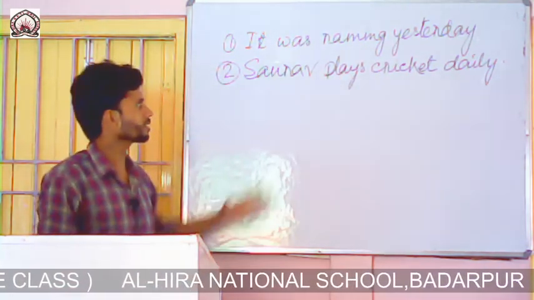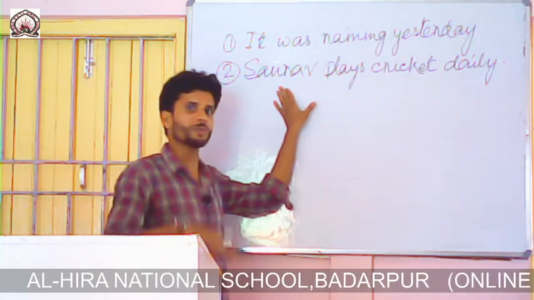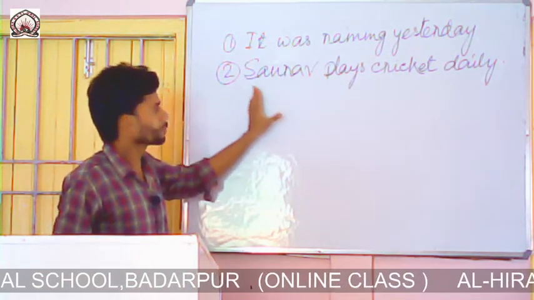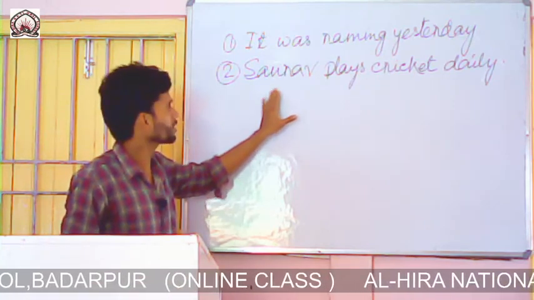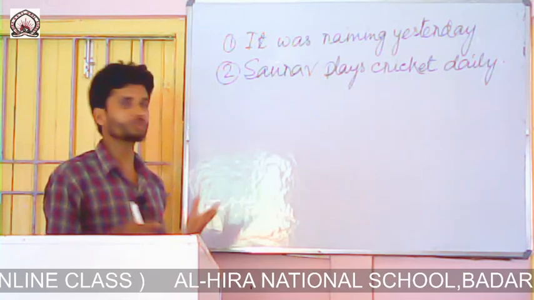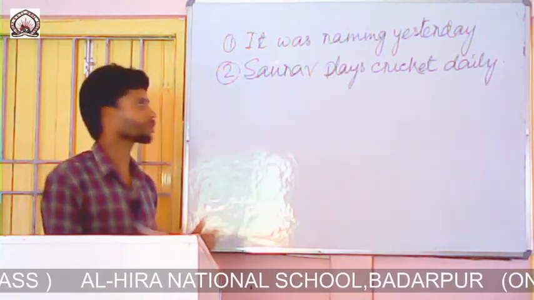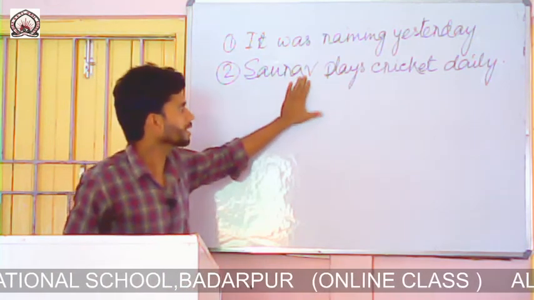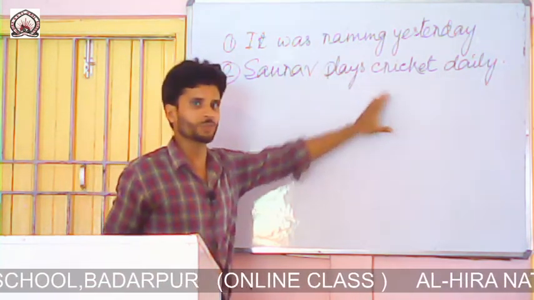So what I said, when the sentence is in a simple present tense or present indefinite tense, and the subject is third person singular and S or ES is there with the verb, what to do in that case? We have to use does not. So the answer, the negative form of this sentence will be Saurav does not play, not plays.